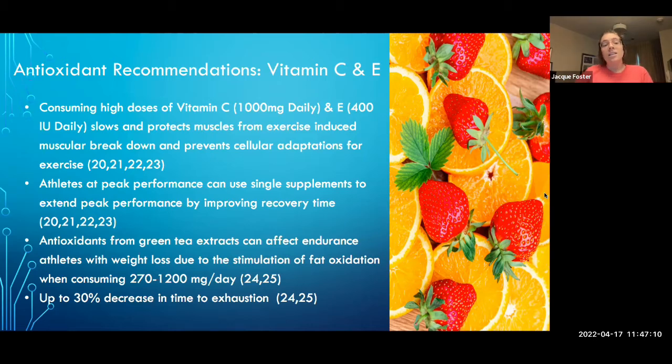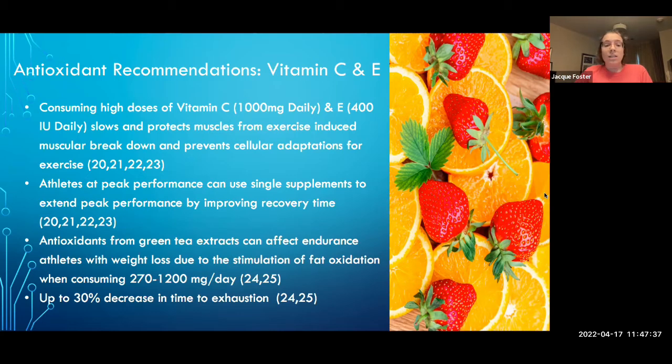But athletes at peak performance can use these single supplements to extend their peak performance and improve recovery time. So if you accidentally peak a little too soon before your race, your competition, your whatever sport you are participating in, using these supplements can help you stay competitive for just a little bit longer.